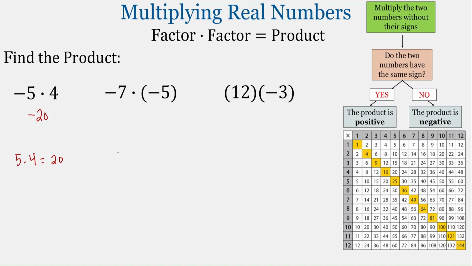With the second problem, we have 7 times 5. Again, we have that memorized. That's 35. Signs are the same. They're both negative, so the answer is positive. Positive 35. And then we have 12 times 3. That's 36. The signs are different, so the answer is negative 36.